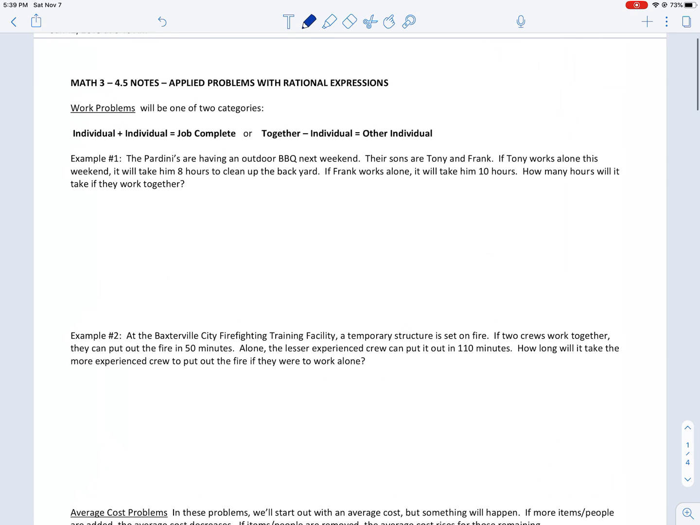So for work problems, we're going to basically have just one category. Usually we have two, but we're going to simplify down to one. So that's the individual plus the individual equals the complete job. So we're going to end up making a rational equation and then solving it like we did in section 4.4.